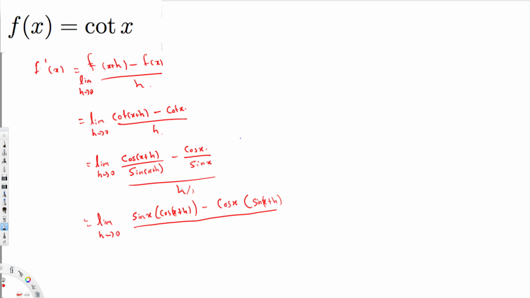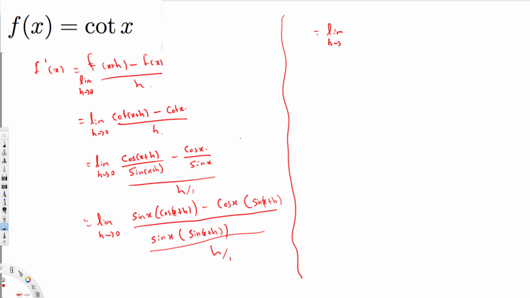Let's do it in two steps. First of all, I take the common denominator. It's going to be sin x, in brackets sin of x plus h, that's it. And we have over h, so h is going to be h over 1.